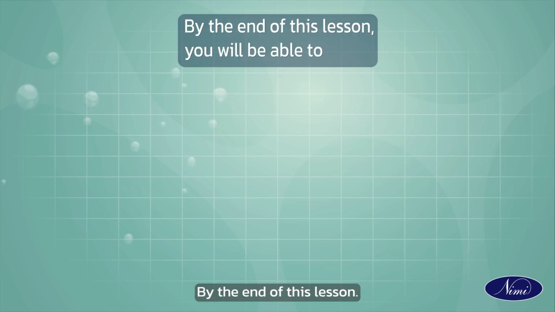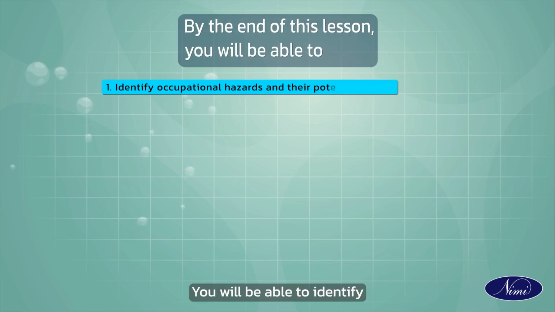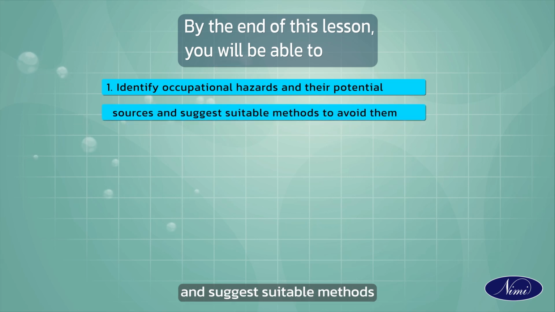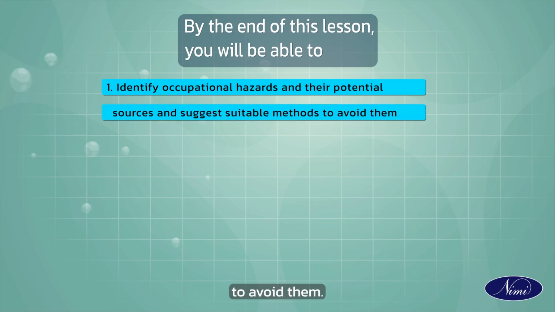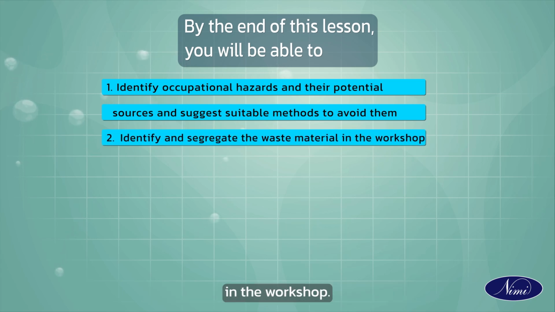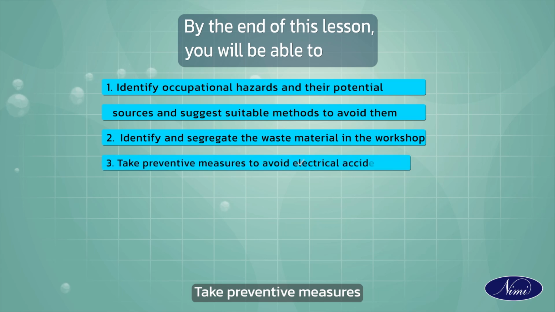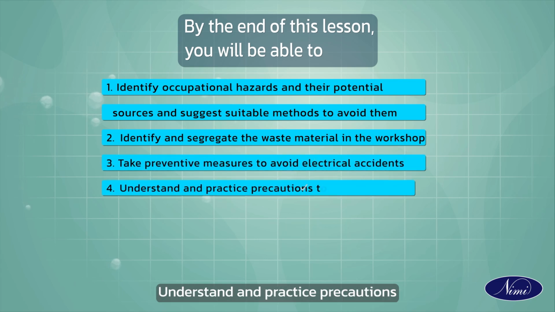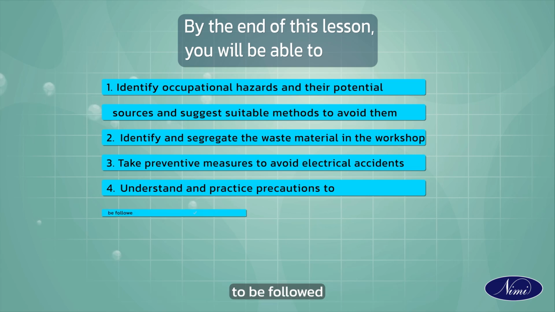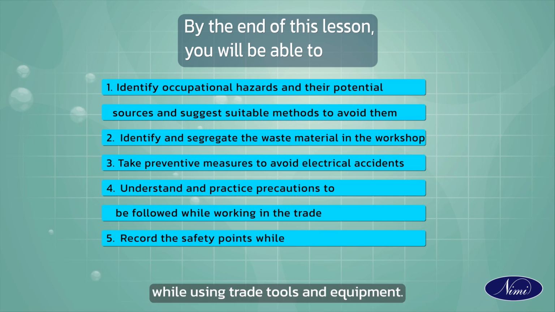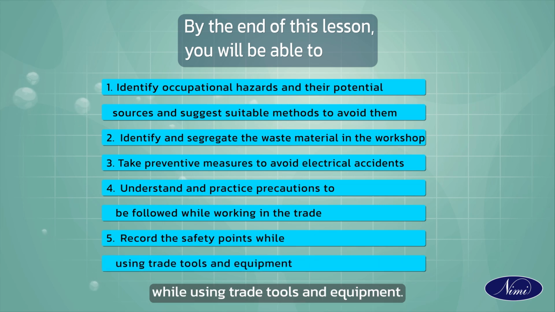By the end of this lesson, you will be able to identify occupational hazards and their potential sources and suggest suitable methods to avoid them, identify and segregate the waste material in the workshop, take preventive measures to avoid electrical accidents, understand and practice precautions to be followed while working in the trade, and record the safety points while using trade tools and equipment.